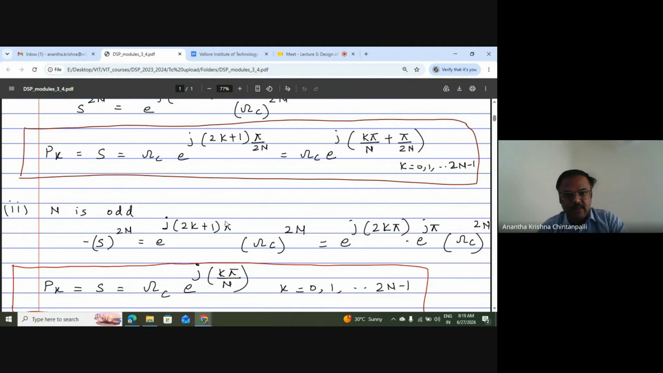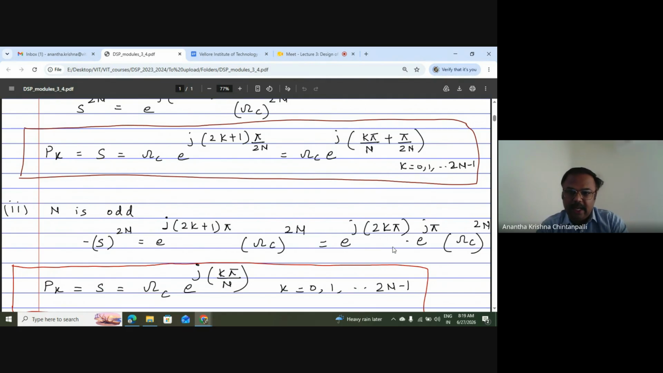Again, this minus 1, I write it in the form of e to the power of j (2k plus 1) pi omega c to the power of 2n. Then if I break this term into two different terms, e to the power of j 2k pi times e to the power of j pi. So e to the power of j pi is minus 1. So this minus 1 and this minus cancel out. And finally, the location of the pole is s equal to, or pk is equal to, the root is omega c e to the power of j 2k pi by 2n, right?